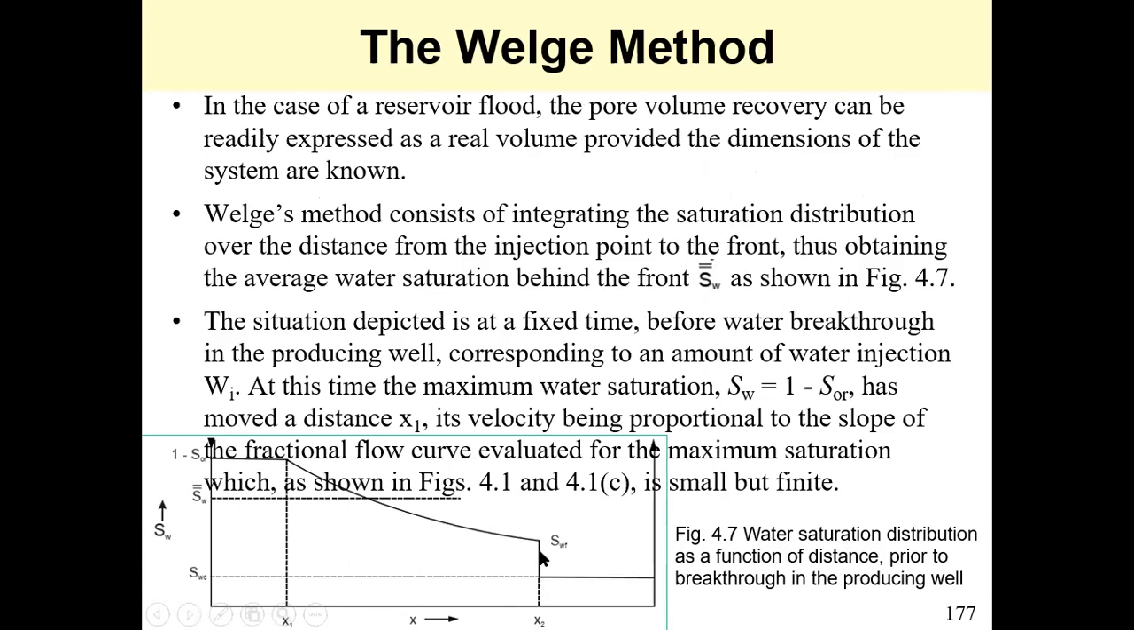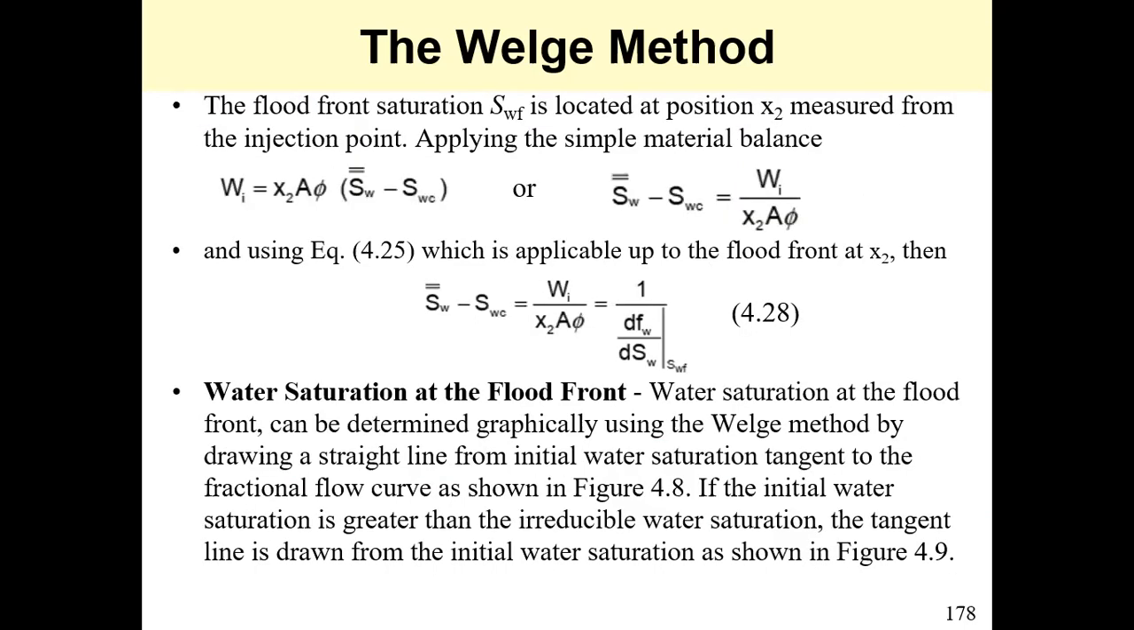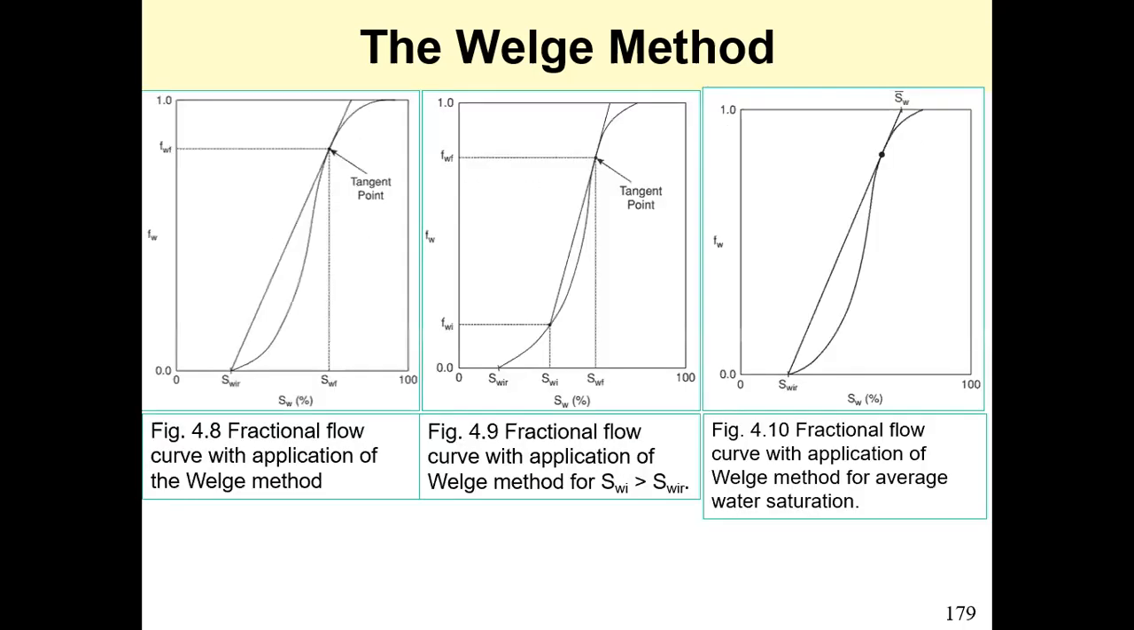That tells you how far your water flood has progressed, or the position of the water flood at a given time. Now, what is shown in figure 4.9 is a scenario where there's been some prior production, so that at the start of your flood, the initial water saturation is higher than your irreducible water saturation. Then you need to draw the tangent from that point, all the way to this.